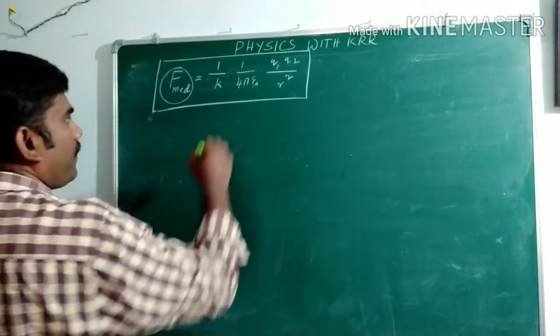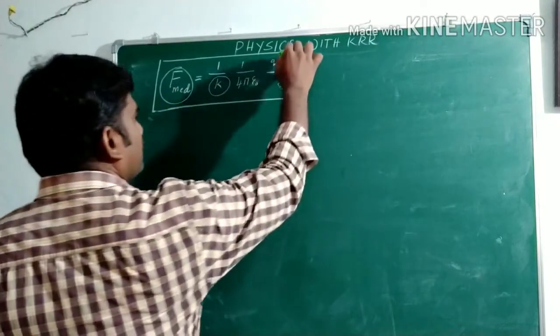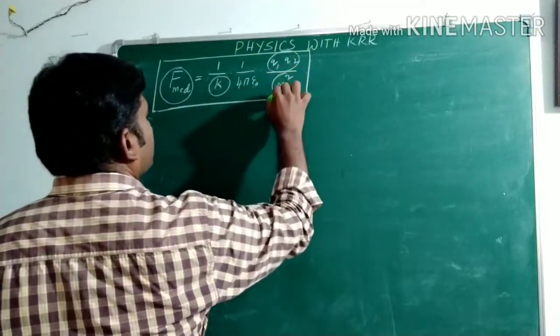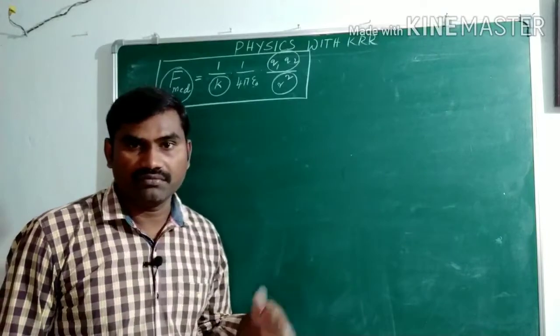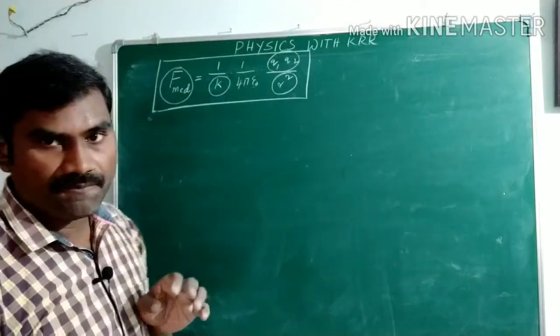Force, medium, that is called dielectric constant, charges, and distance between the charges. So epsilon naught is air or vacuum that we can take. Now 4 variables are there.